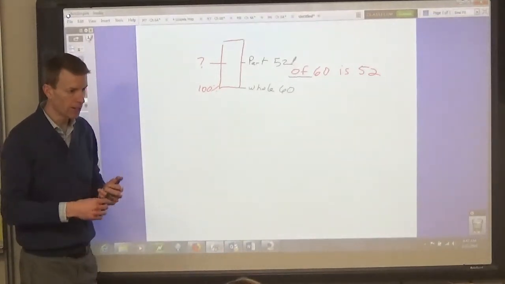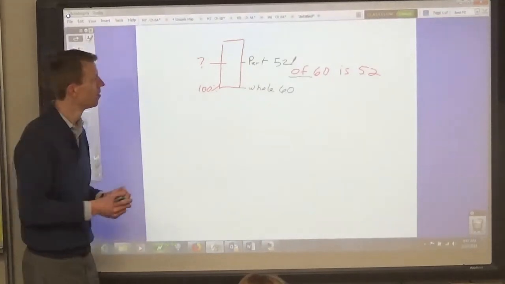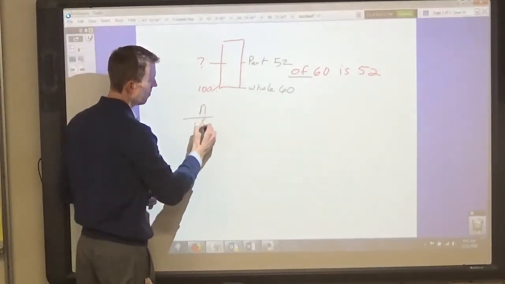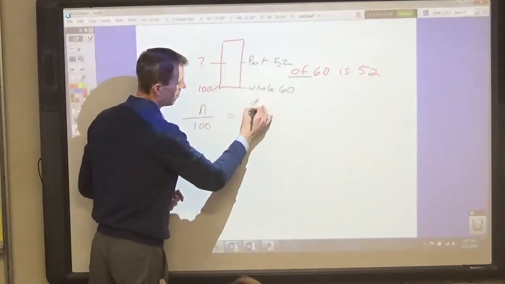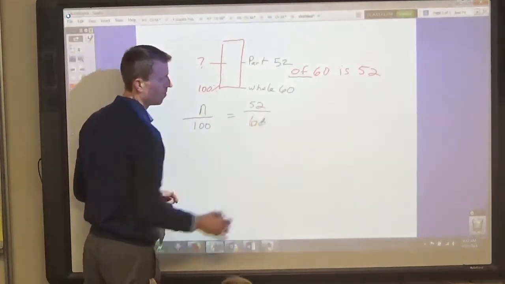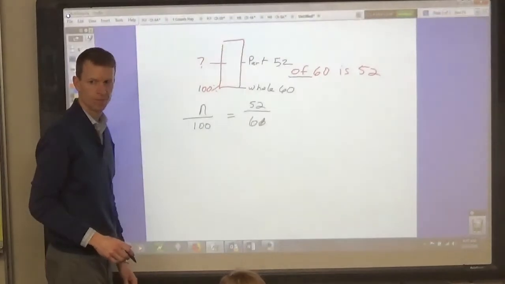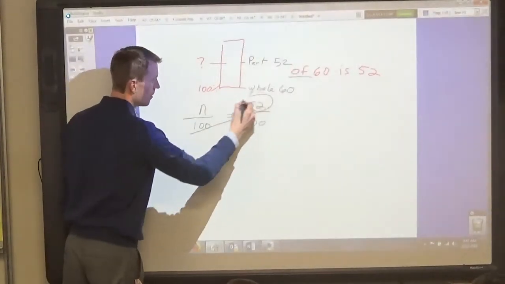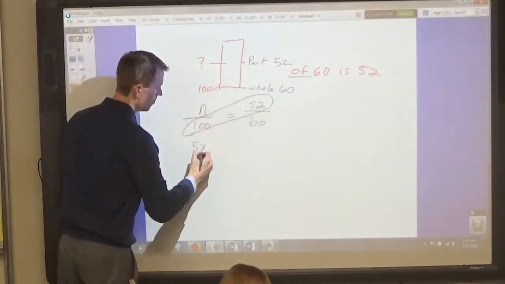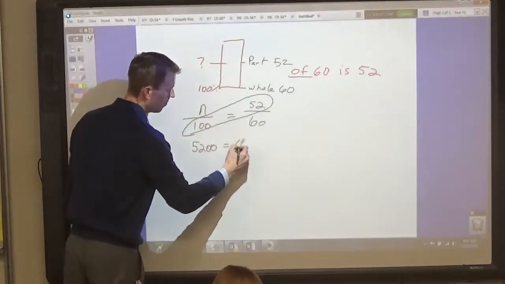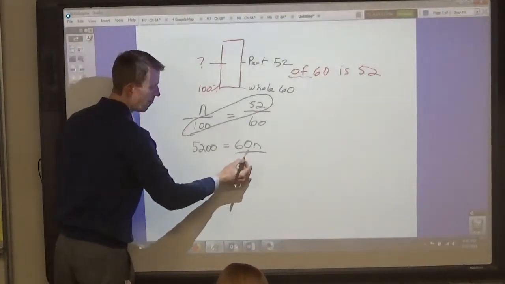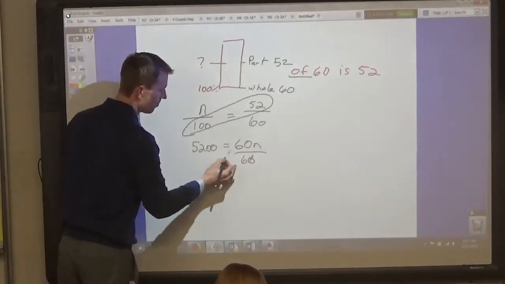Write the proportion and then solve it. Then cross multiply. Then find the solution.